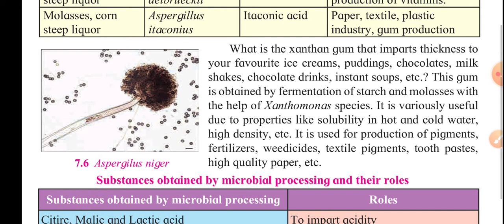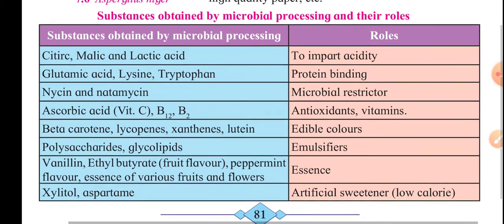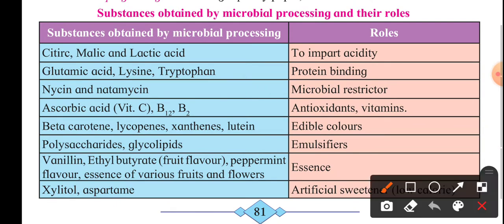In that, these particular sources are used by the microbes. Now further, they have given the substances obtained by microbial processes and their roles, like citric, malic and lactic acid to impart acidity. Like that they have given glutamic acid, lysine and tryptophan.